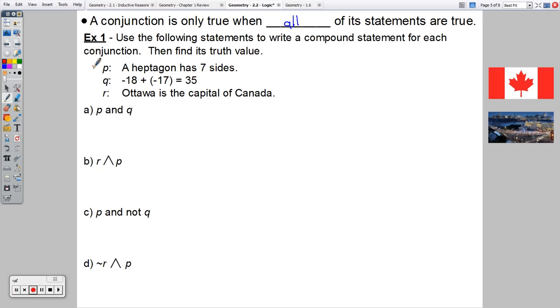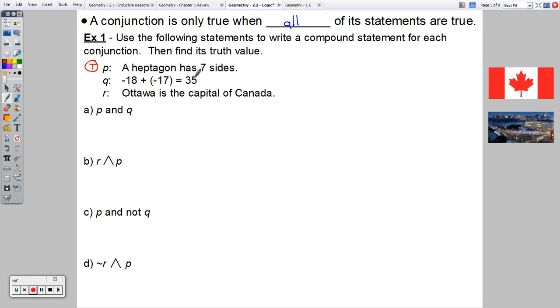You don't have to do that, but I think it's a great idea. So this is a true statement. I'm going to write this in my different color, in red. Heptagon, that is what a heptagon is. It's a 7-sided polygon.